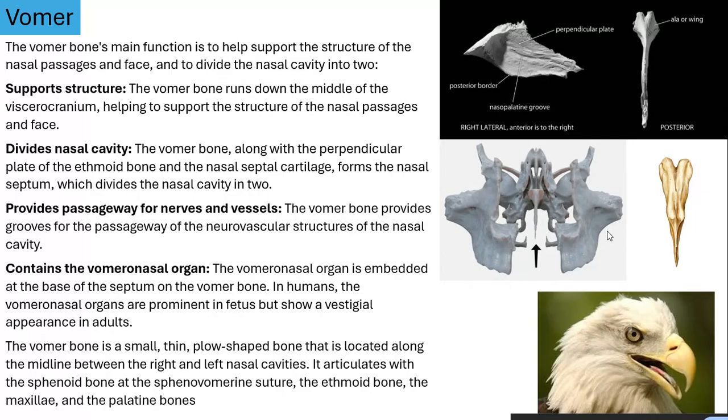The vomer bone is a small, thin, plough-shaped bone that is located along the midline between the right and left nasal cavities. It articulates with the sphenoid bone at the spheno-vomerine suture, the ethmoid bone, the maxilla, and the palatine bones.